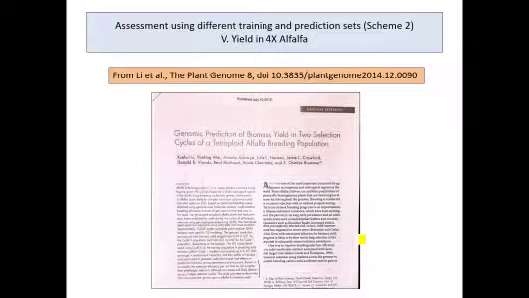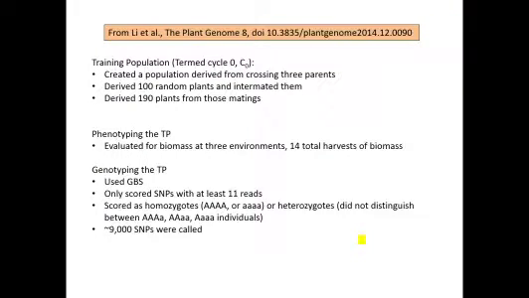Let's look at another scheme 2. This is a work done on tetraploid alfalfa. You can see the publication here. And the way they did this is they created a training population, which they called cycle 0, and they created this population by looking at lines derived from crossing three different parents. From those crosses, they derived 100 random plants and they intermated them, so they get a good recombination.